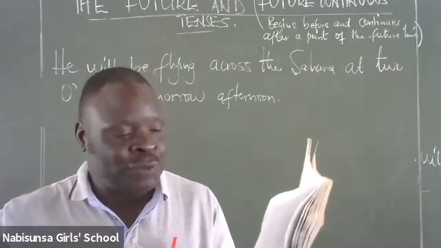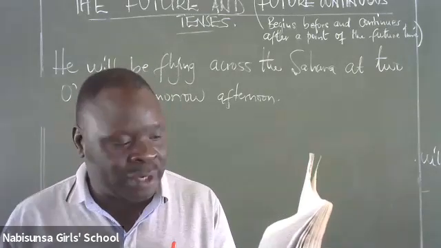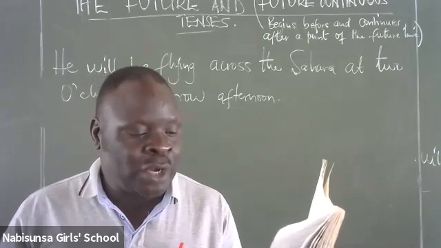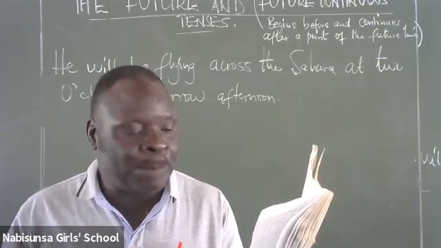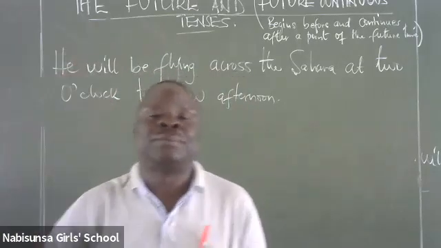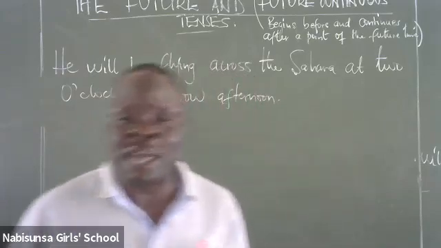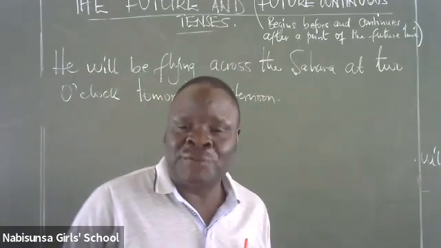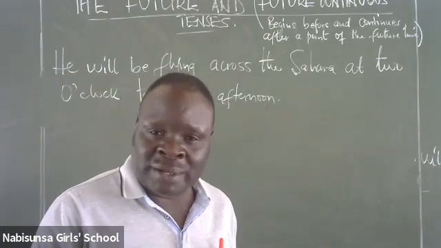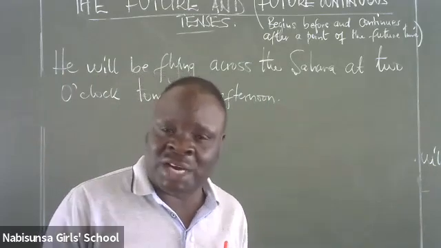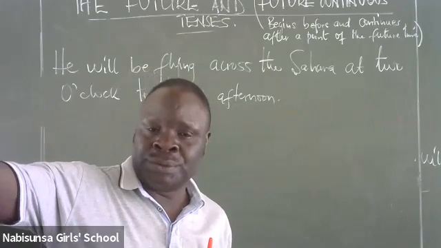For the pure future has almost disappeared. We can use will for any person when we simply want to indicate that an event will happen in the future. Are you getting me very well? Yes. So when it comes to the future and future continuous, I've given you when we use will, when we use shall, when we use going to.